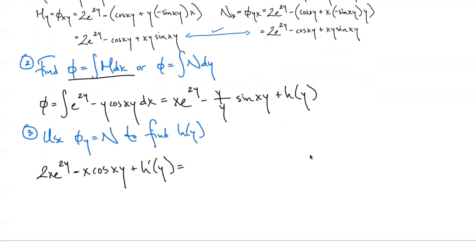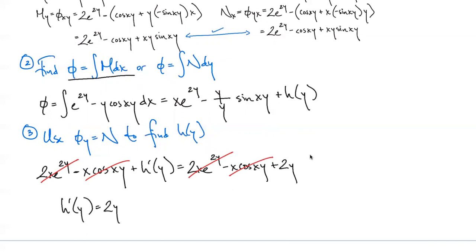So in other words, that will equal 2x e to the 2y minus x cosine xy plus 2y. And again, it's good if a lot of things kind of cancel out at this point, like 2x e to the 2y, 2x e to the 2y, negative x cosine xy, negative x cosine xy. And so we really just have that h prime of y equals 2y, and that is a not so bad integral. We just have y squared. And again, you can put a plus k or plus c sub 1. I'll leave that up to you.